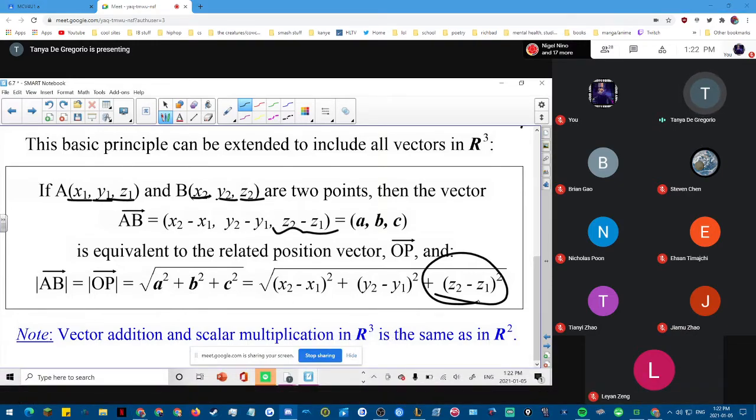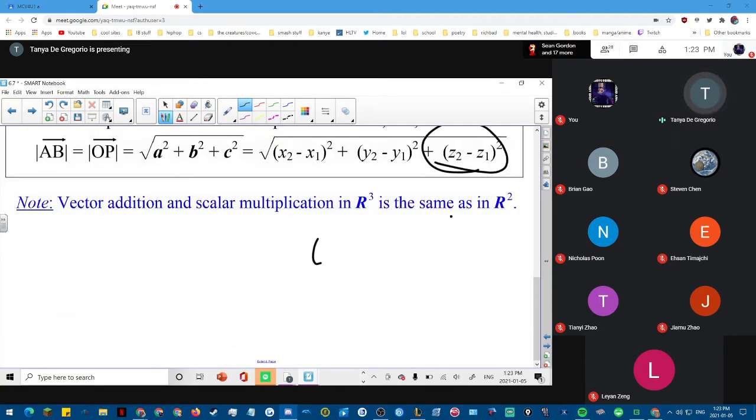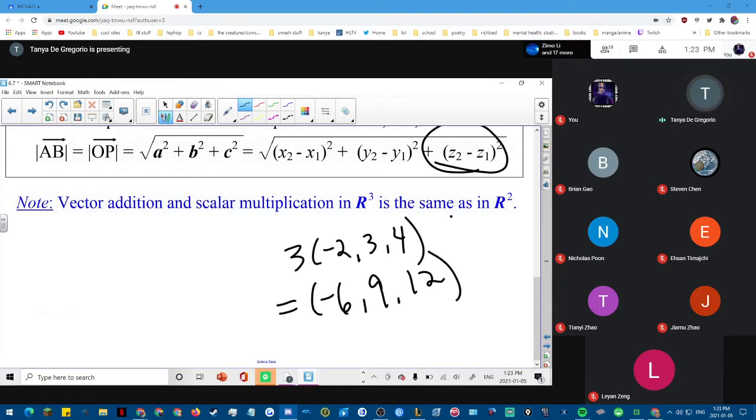Note vector addition and scalar multiplication, excuse me, in R3 is the exact same. So all the same rules apply. So that means if I have a vector with components -2, 3, and 4, and I have to multiply this vector by 3, then all the components get multiplied by 3.